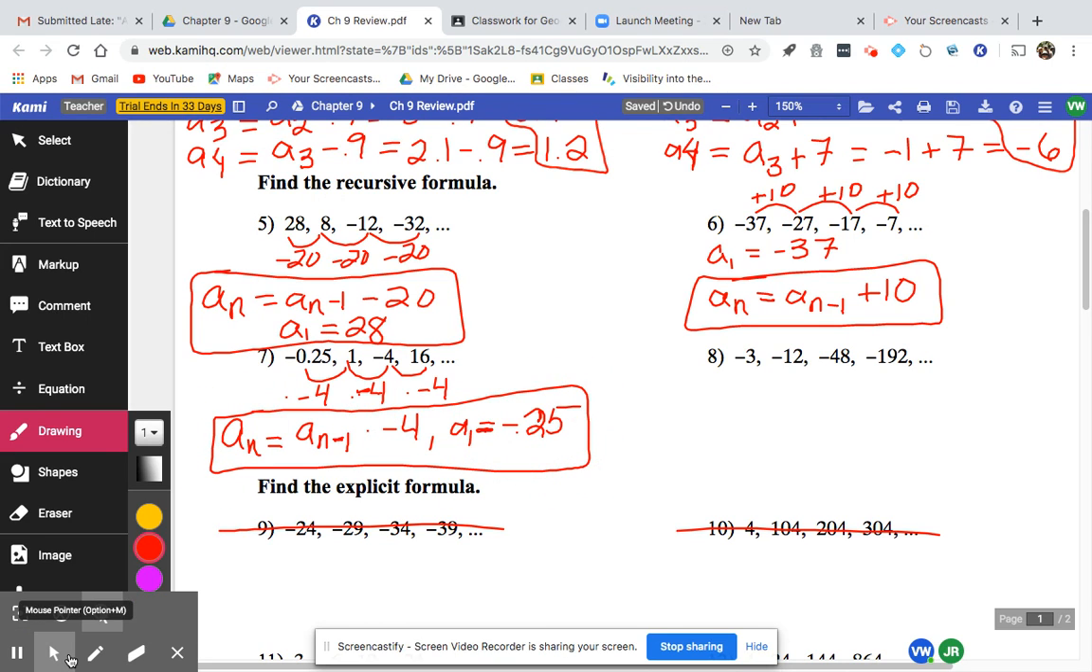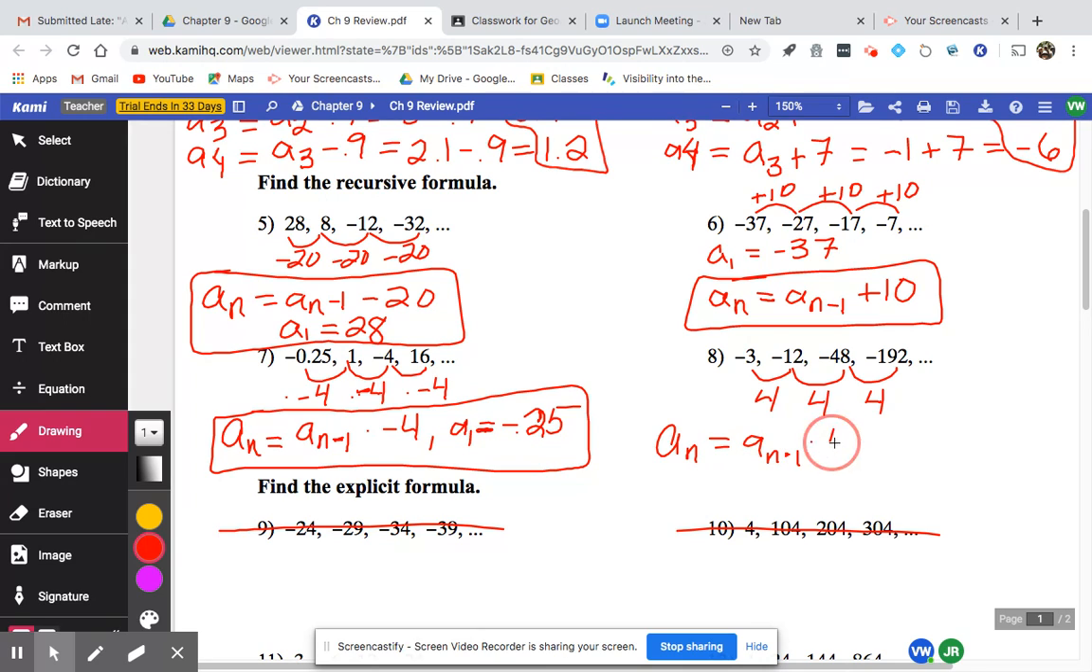Number 8, all of my terms stay negative. So that tells me I'm going to be multiplying by a positive number instead. So 3 times what is 12? Or negative 3 times what is negative 12? Same question, it's 4, 4, and 4. So we're multiplying by 4. So if I want to find the recursive formula, I take the term before, this time I'm multiplying by positive 4. And if I want to identify the first term, it's simply negative 3.